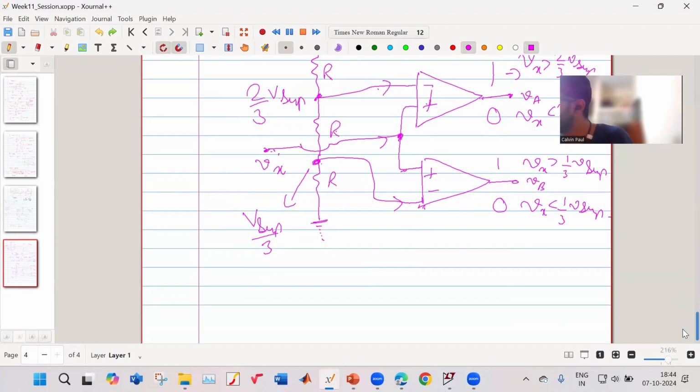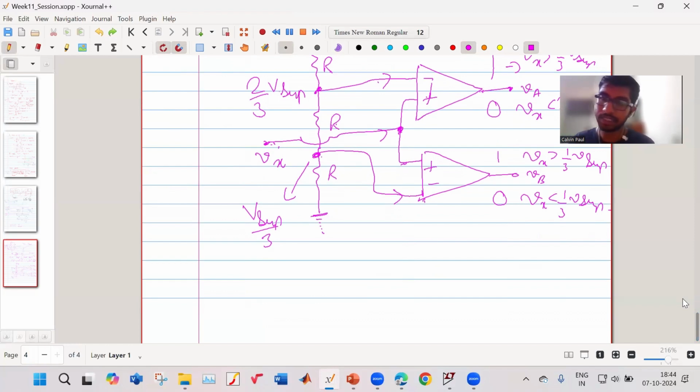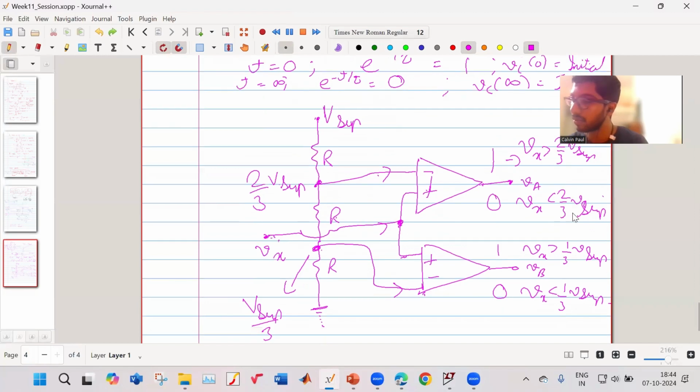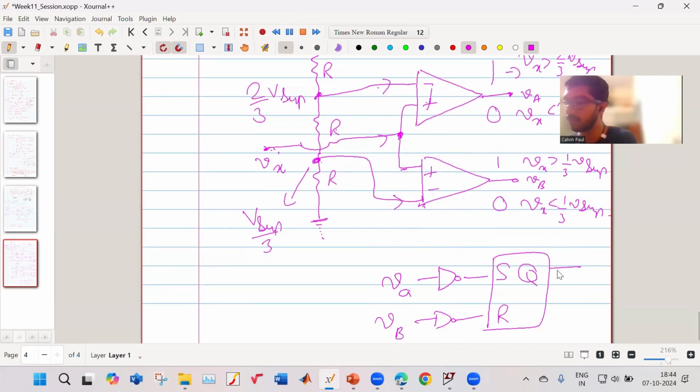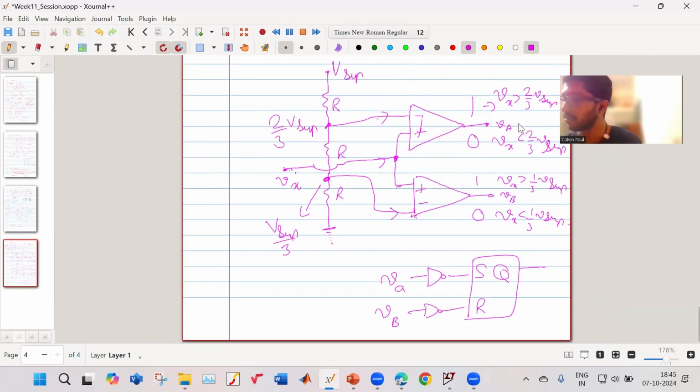So now we need to have a logic. And what our logic says is, suppose this is your set-reset flip-flop, and this is your NOT gate. This is my VA, this is my VB, and this is the Q. So if my VA is 1, that is because my Vx is greater than 2/3 V supply, then what will be the set value? The set value will be 0. But if my VA is 0, then the set value will be 1.